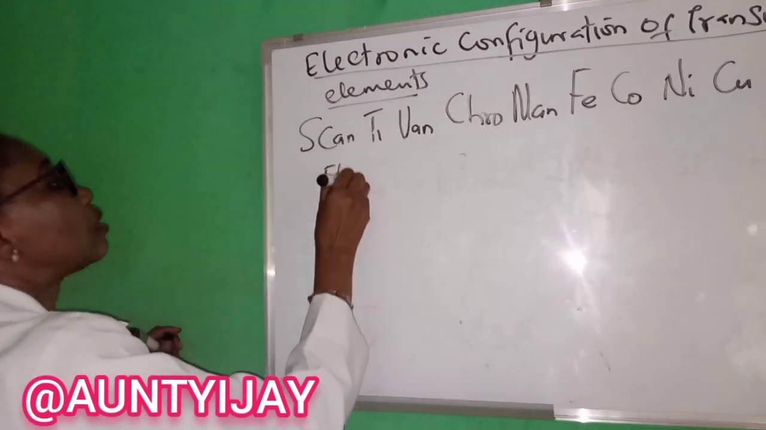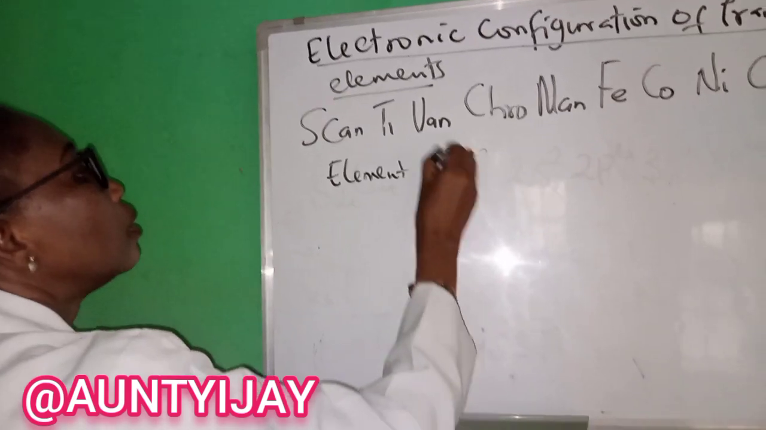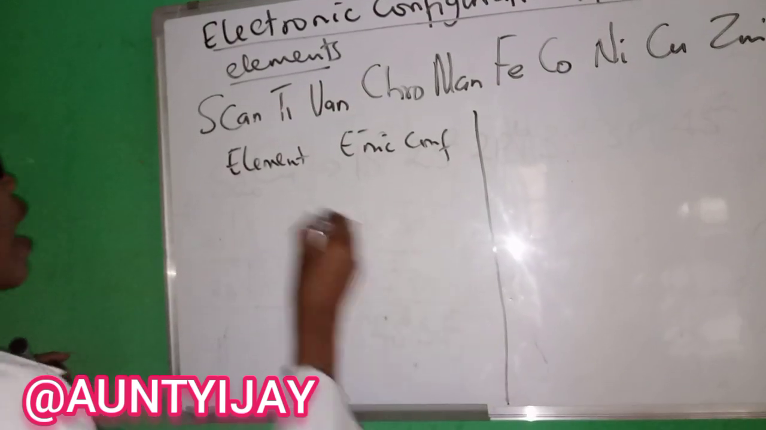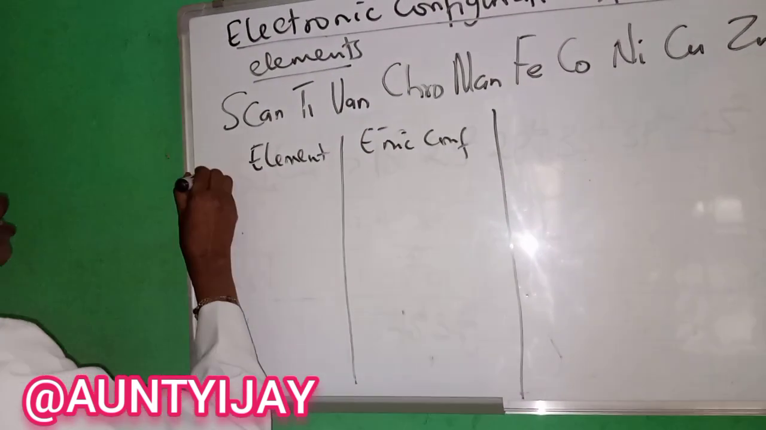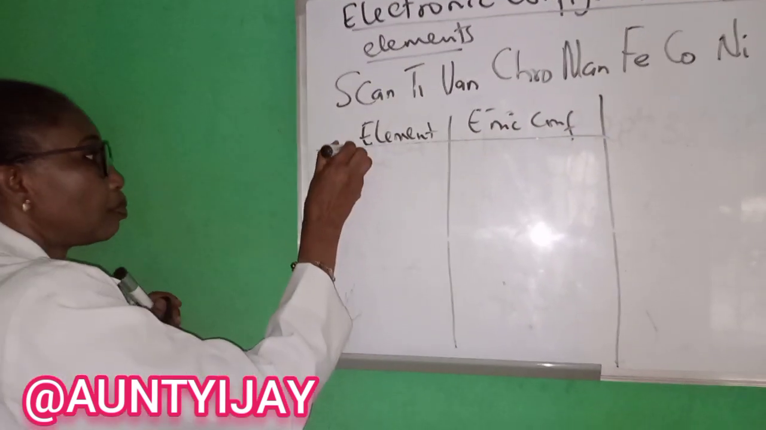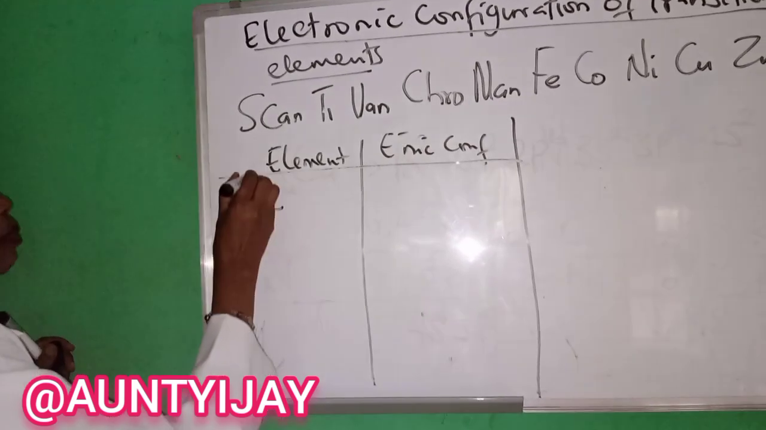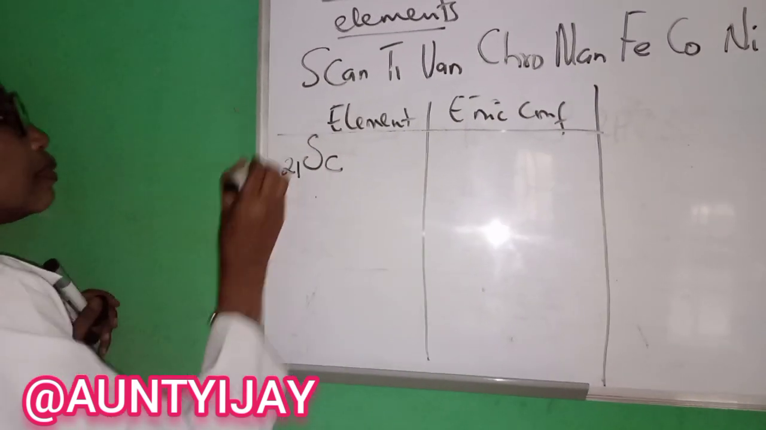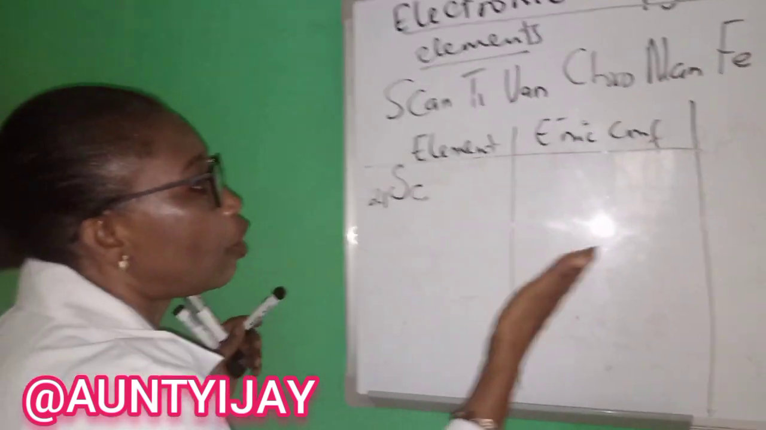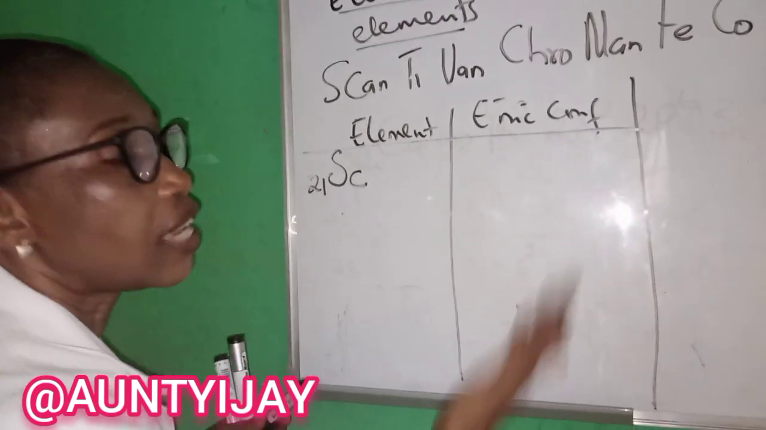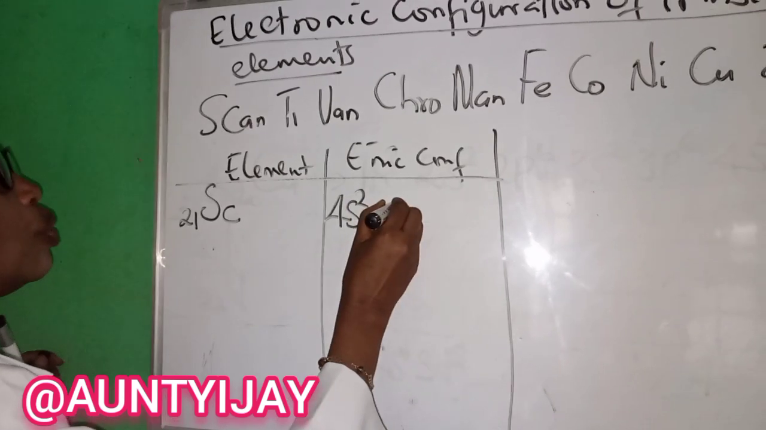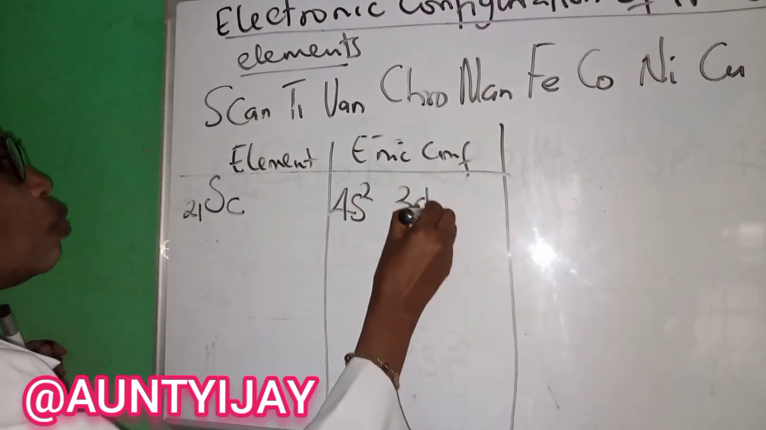Let's say elements, electronic configuration. Permit me to write in short form. So we have scandium, Sc, 21. That is, scandium has atomic number 21. Now the electronic configuration will start from 20, which is calcium, and calcium ends in 4s2. So we say 4s2 and 3d1.